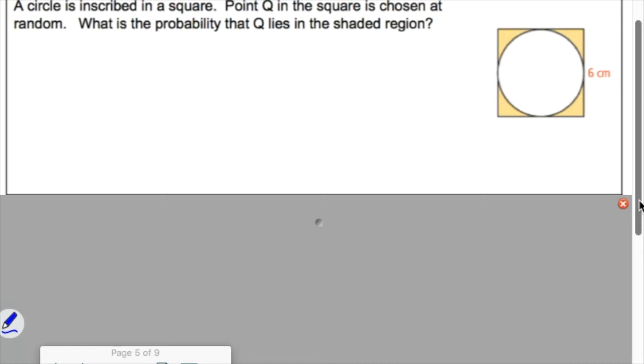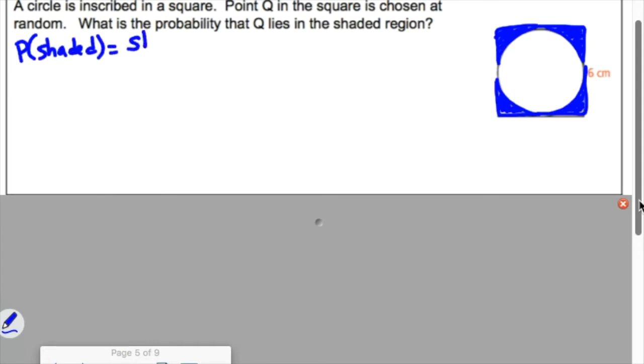A circle is inscribed in a square. We want to know the probability that if we randomly throw a dart, we hit one of these 4 corners that I'm highlighting in blue. I don't have an area formula for this, because it's an uncommon shape. To find the probability, I need to end up getting shaded over total, so I need both of those values.